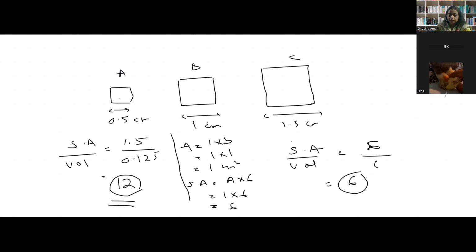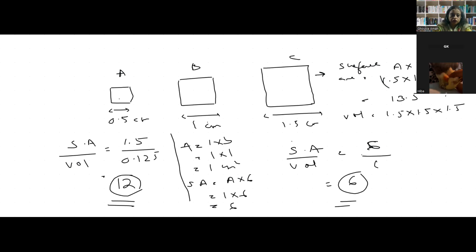Now the third one, this one. What will be the surface area? I am making the work shorter. Area into 6, so 1.5 into 1.5 multiplied by 6. 1.5 into 1.5 is 2.25, multiplied by 6 is 13.5. Surface area is 13.5. And what will be the volume? 1.5 into 1.5 into 1.5, length into breadth into height, that is 3.375. Now let's do the ratio.